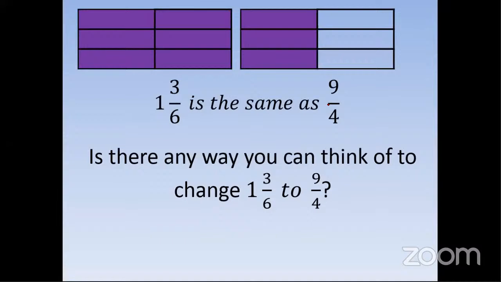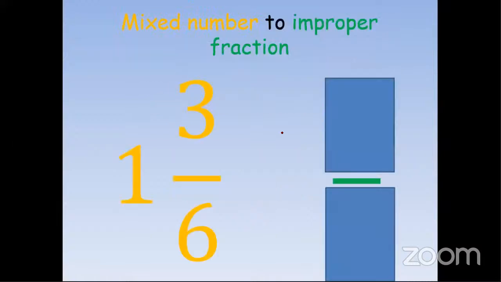So we are thinking of how we are able to change our mixed fraction. We are changing our mixed fraction into an improper fraction, from mixed to improper. So you now have your mixed fraction here, and they now tell you to turn it into improper. It is what I want us to do.